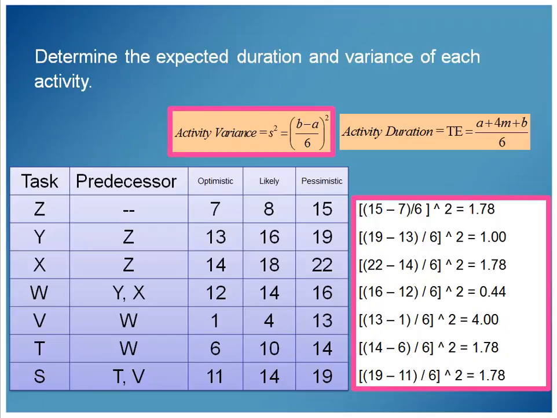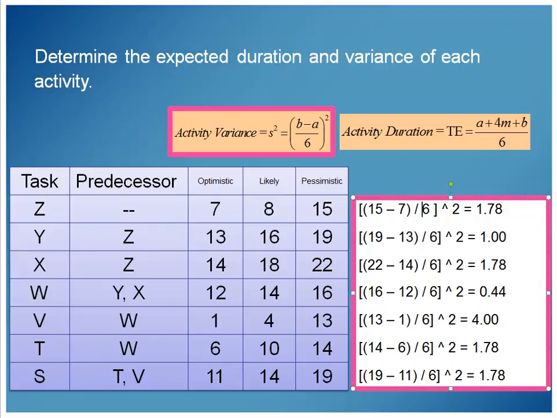Divide that by 6 and square it. And that gives us some values. And again, you can just see there on the screen. 15 minus 7, right? 15 is the pessimistic, 7 is the optimistic, so I could subtract those. That difference would be 8, sorry. 15 minus 7 is 8.